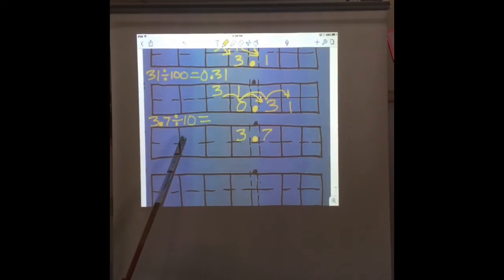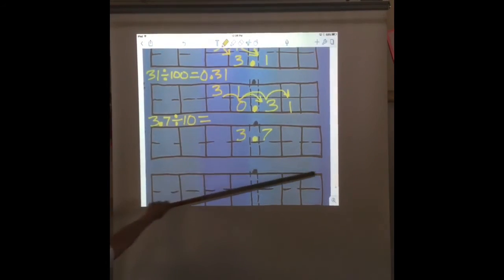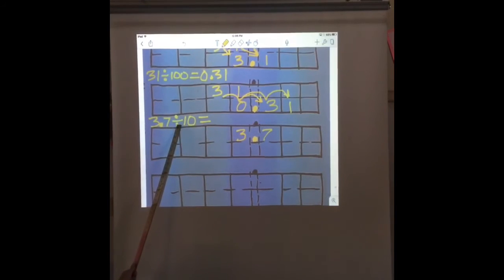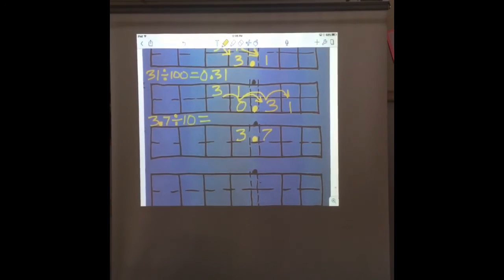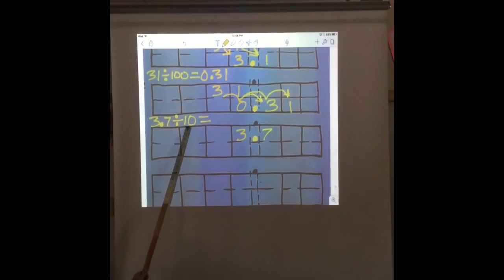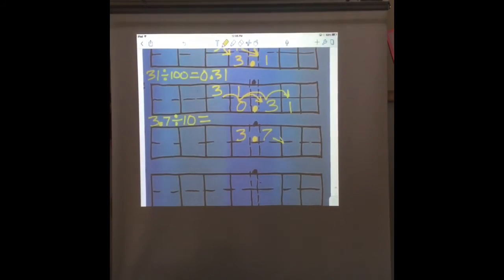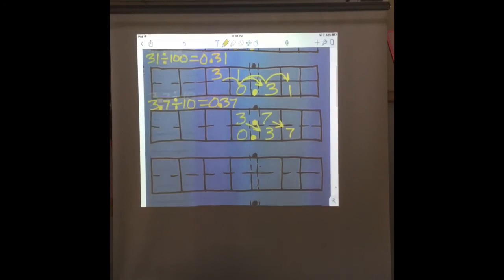And then how many places are we going to shift, and in what direction? We're going to shift it to the right. Why? Because we're dividing. How many times are we going to shift it? 1. Why? Because 10 has 1 zero. So this goes here. Our 3 goes here. And what do we need to put? The decimal and the 0. You are correct. So we get 0.37. Right? Yes. All right.